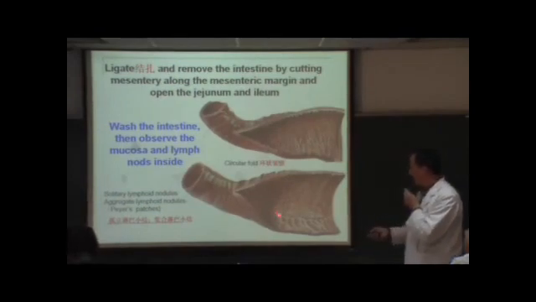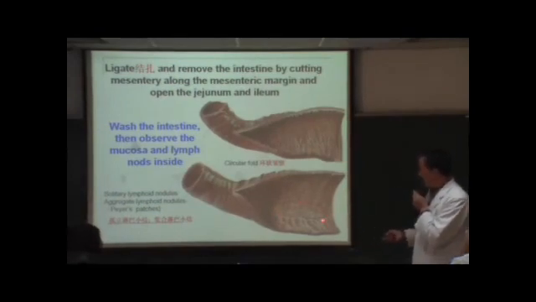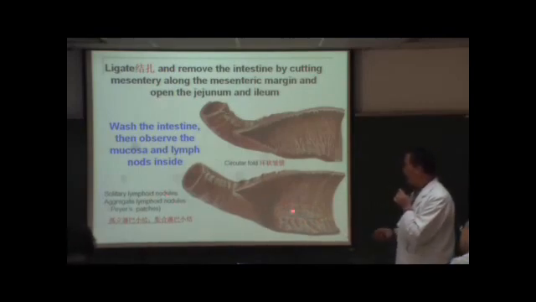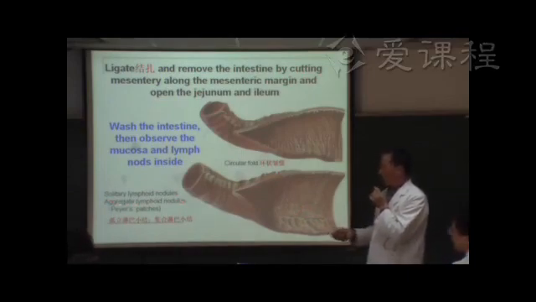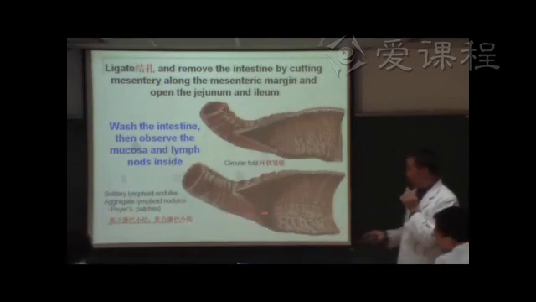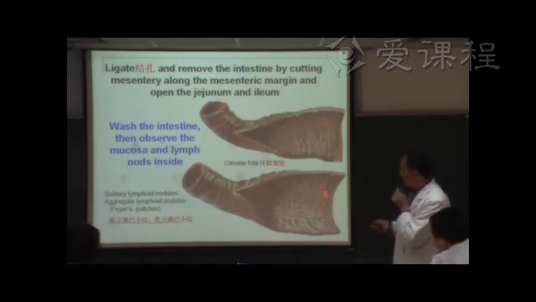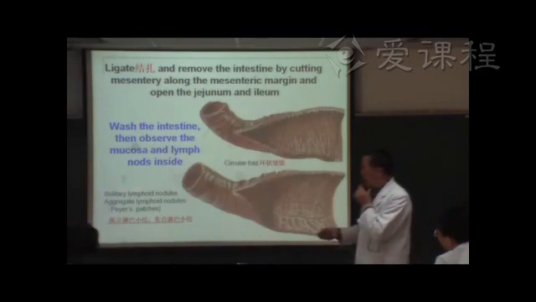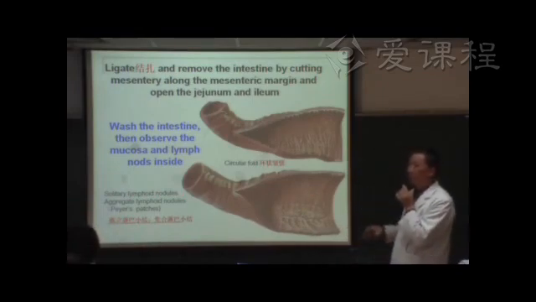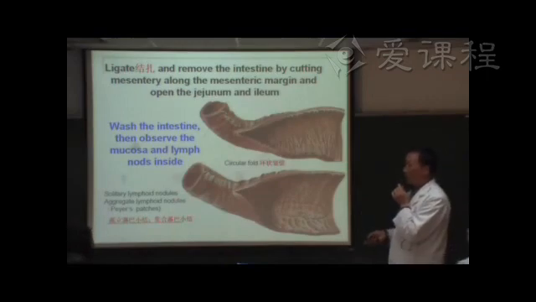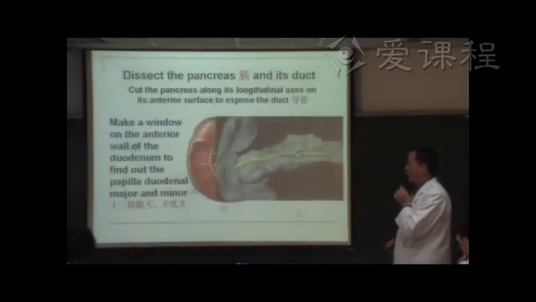You can see here are very large lymphoid nodules. These are called aggregated lymphoid nodules, 集合淋巴结. This one. And you also can see the small nodules. These are called solitary lymphoid nodules, 孤立淋巴结, the small ones. You can find the nodules in the small intestine.